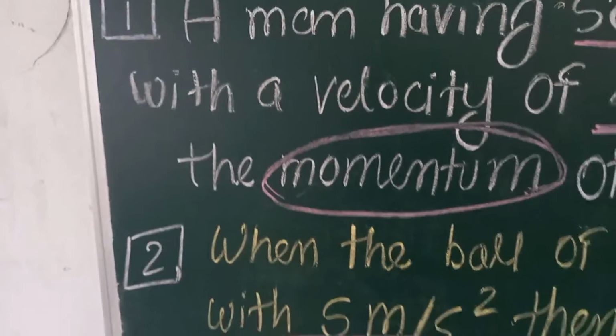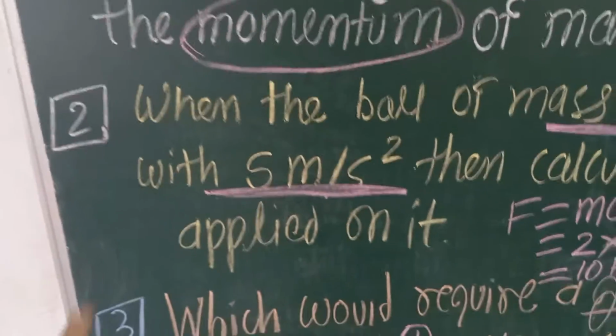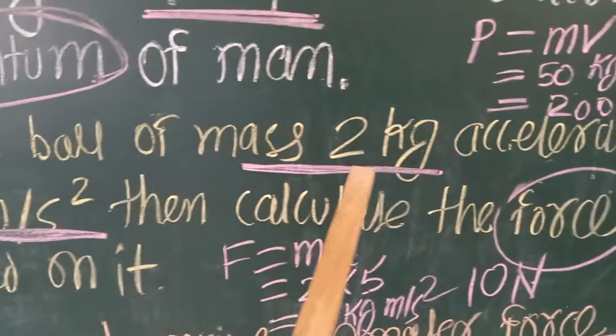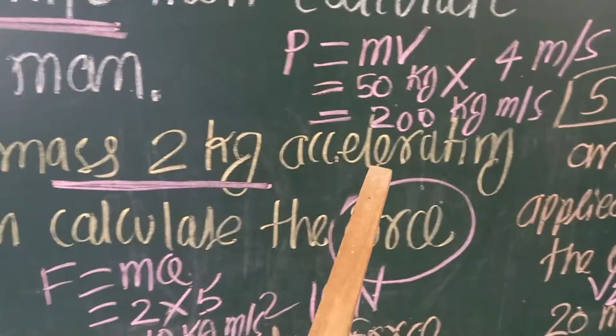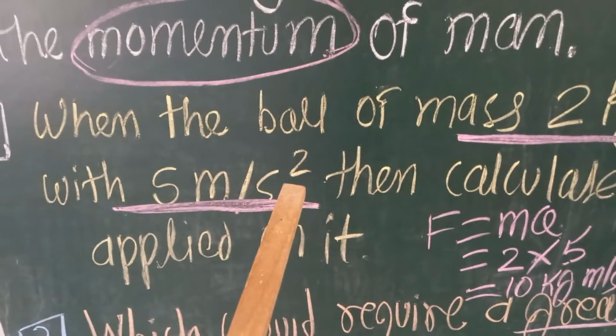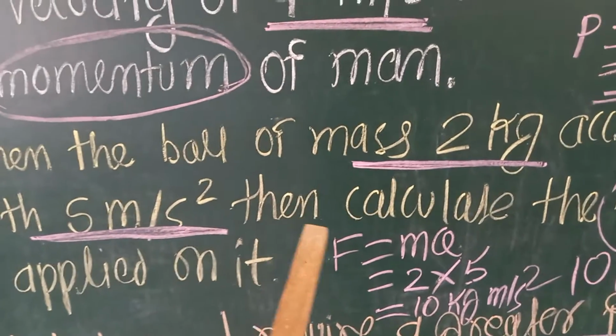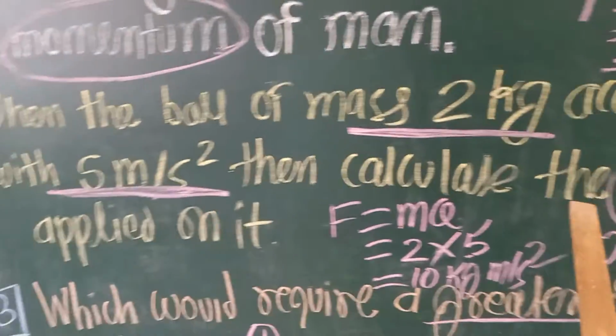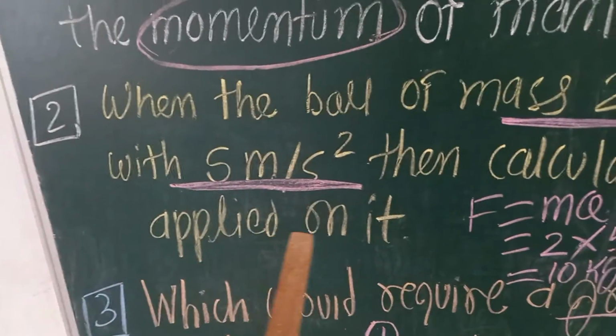Now come to the next problem. A ball of mass 2 kg accelerating with 5 meter per second square, then calculate the force applied on it.